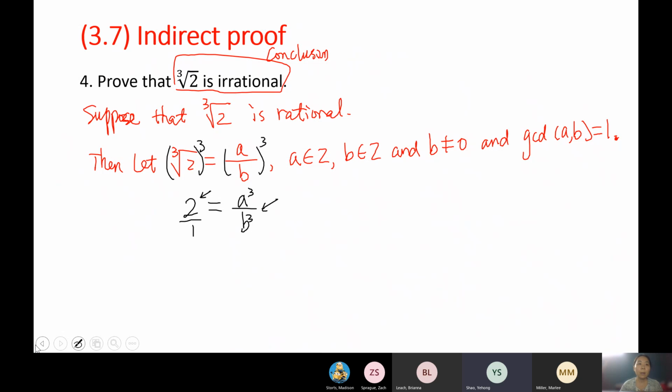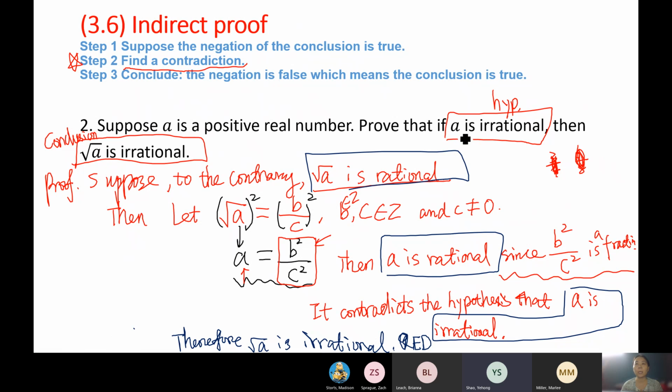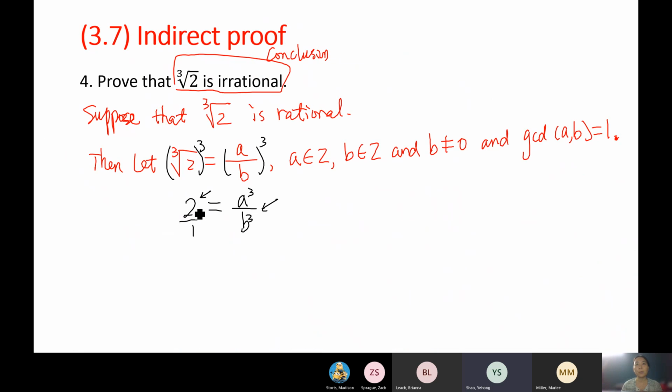There's no contradiction. But previously, the problem gave us an extra condition, which tells us a is irrational. So immediately, this is irrational, and we already have a contradiction here. The left-hand side is irrational, but the right-hand side is rational. A rational number cannot be equal to an irrational, right? So we have a contradiction immediately because a is irrational. But in our case, 2 is not irrational. So both sides are rational. Rational equals rational, no contradiction. So that's why we have to continue to simplify this further, to see if we can find any contradiction.